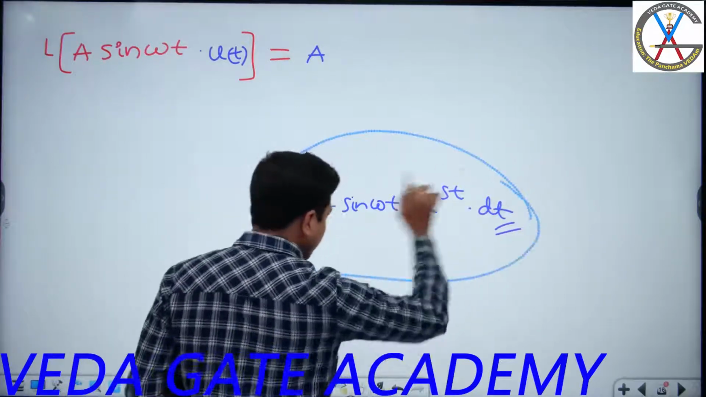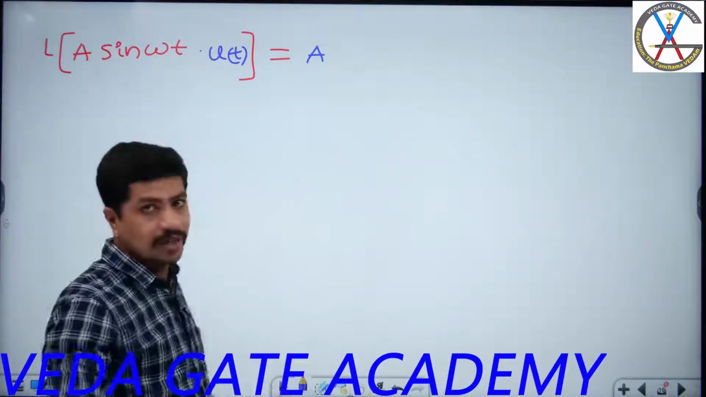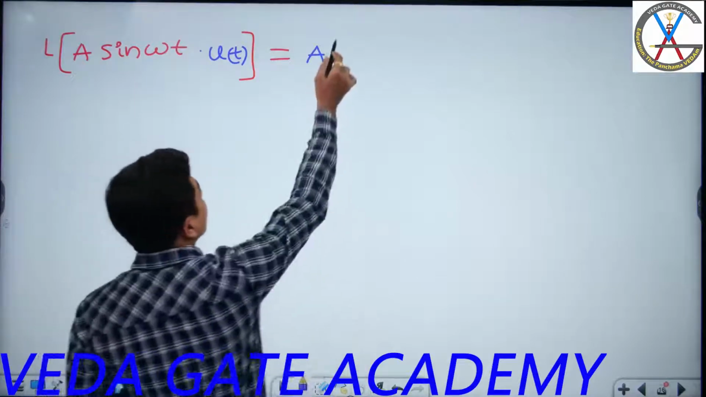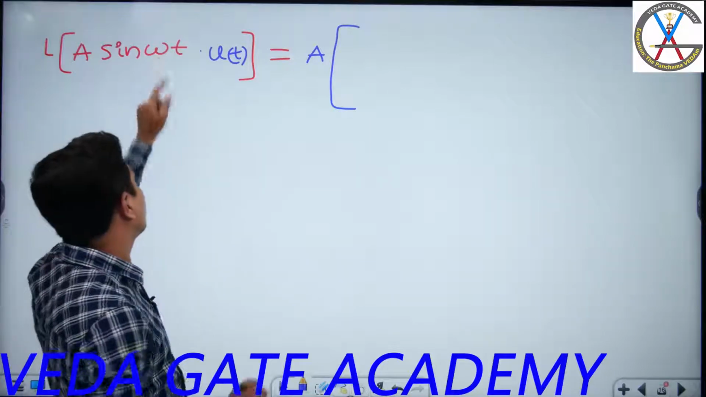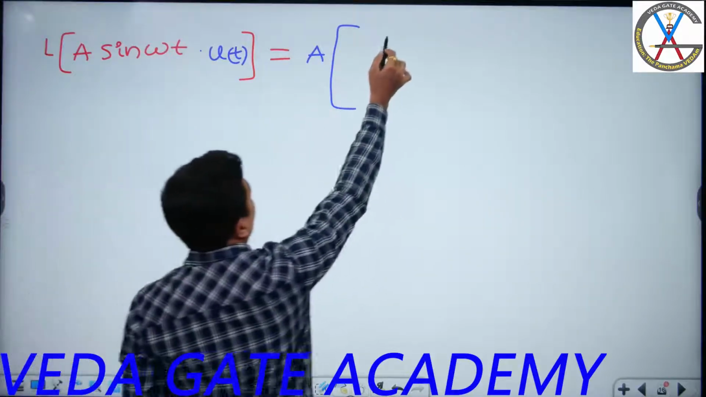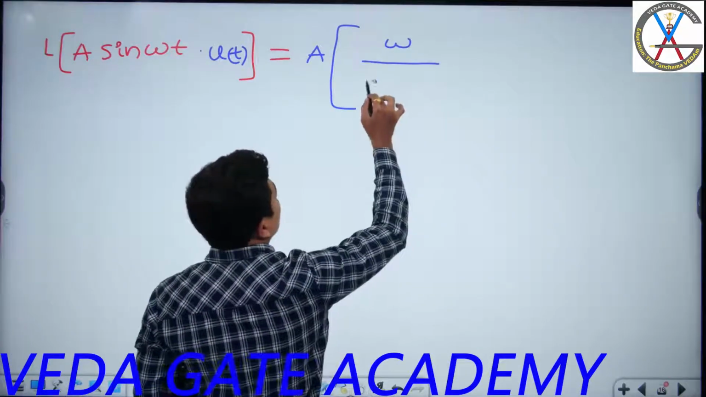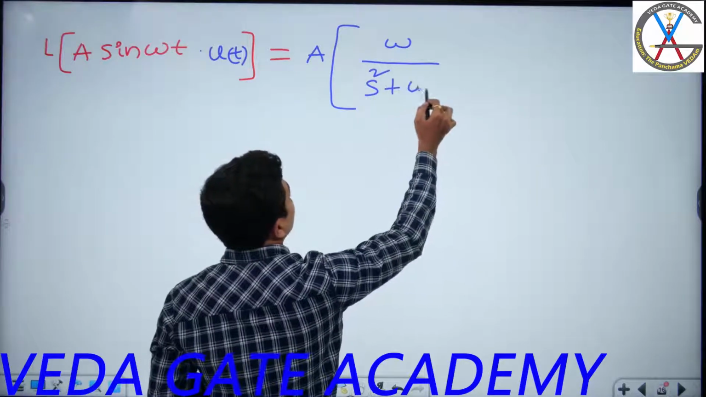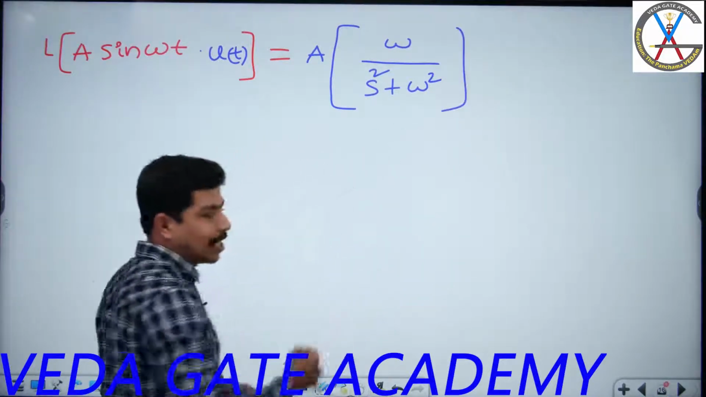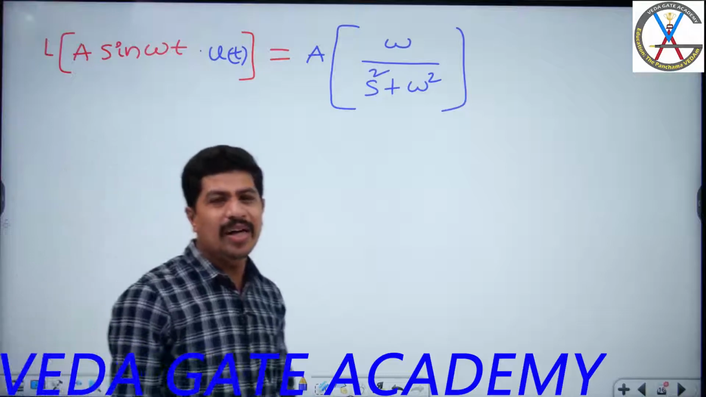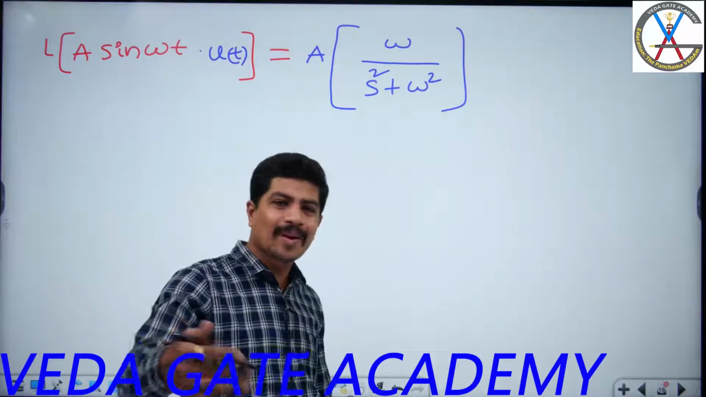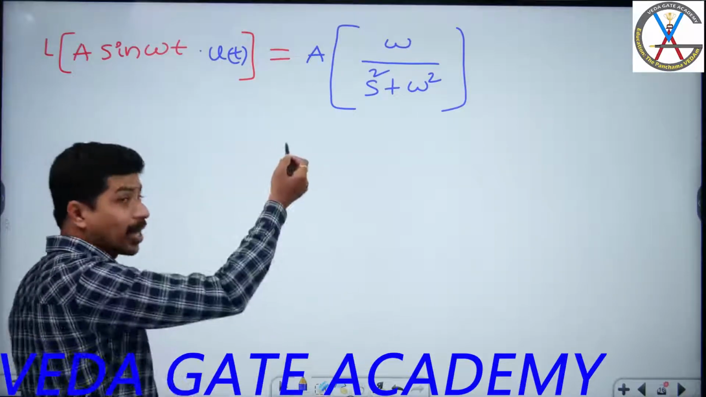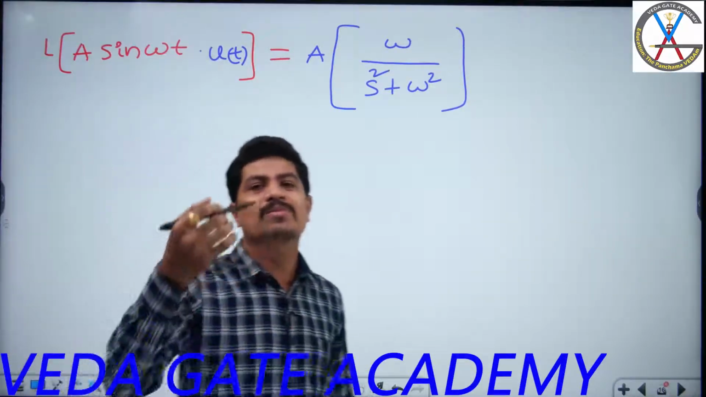We are not interested in doing integrations. As you are very good at integrations, you can do it. You can remember it this way: the Laplace transform of A sin omega t. A is the magnitude, you can throw it outside. Then the Laplace transform of sin omega t is omega by s square plus omega square, that is, angular frequency by s square plus frequency square.